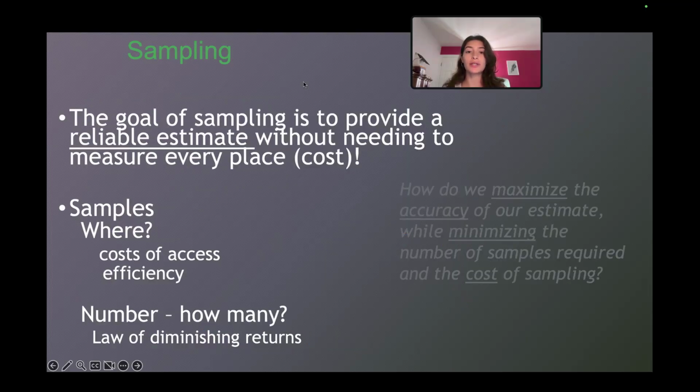For sampling, the goal is that we want to provide some reliable estimate without the need to measure every single place. This really helps in terms of cost as well. You can imagine that it's pretty expensive and pretty time-consuming to take samples at every location that you may be interested in. So, where do we take our samples? There's costs of access and there's efficiency that go into this measure. We also have to consider how many samples we want to take. There is such a thing as the law of diminishing returns. The more you take, it doesn't necessarily mean the more that it pays off. So the question we have is, how do we maximize the accuracy of our estimates while we minimize the number of samples that are required as well as the cost of sampling?